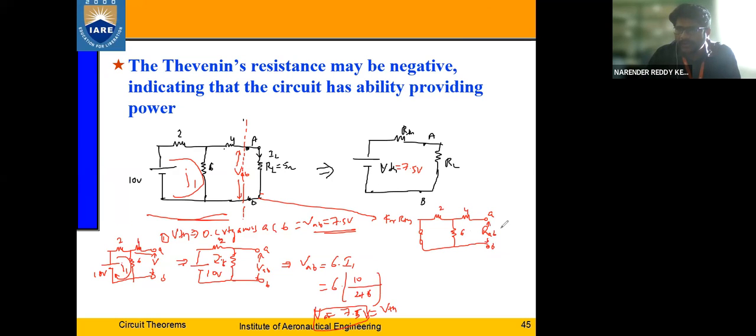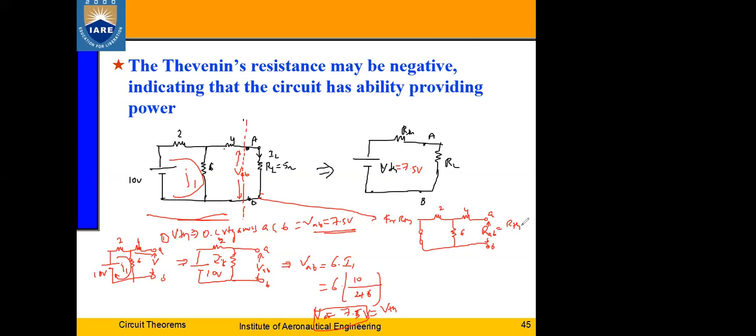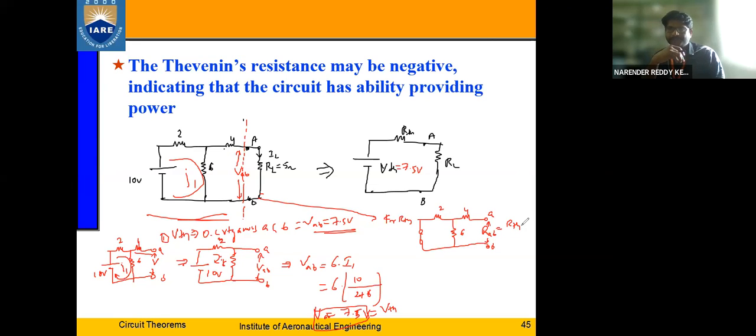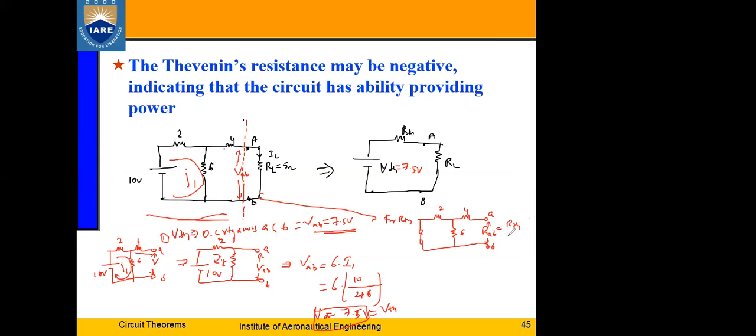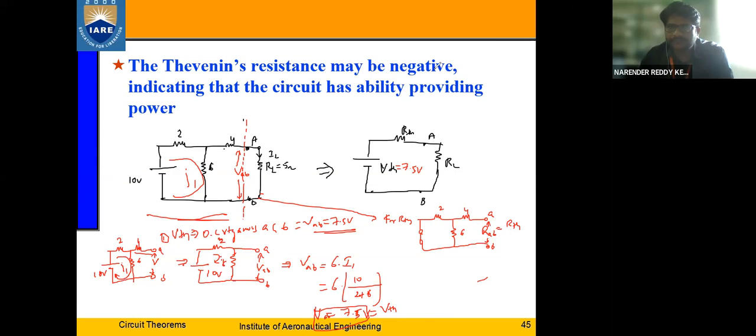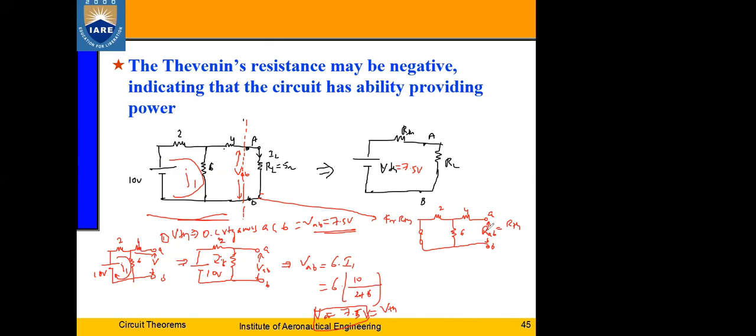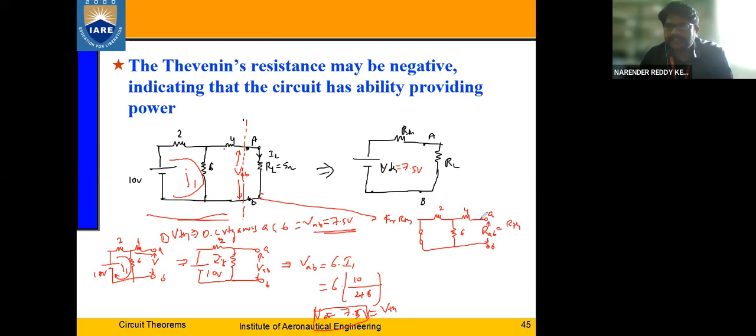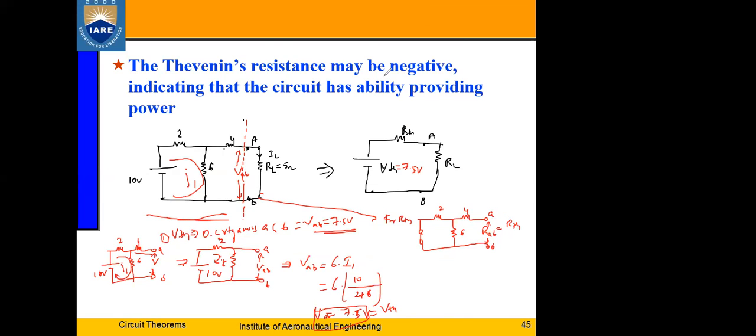Now if I find RAB, then it is equal to R mean, right? 5.5. How do you come to 5.5? Now how do we ignore 4 now? Ignored 4 here, right? But we can't ignore. No, sir. What does it mean by looking into the circuit? Sir, we can ignore 6 ohms.